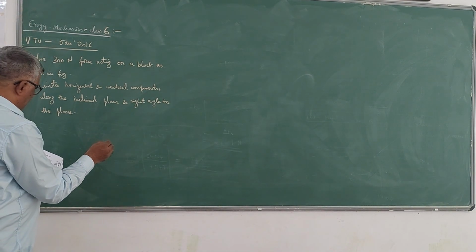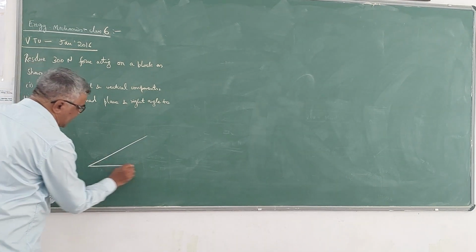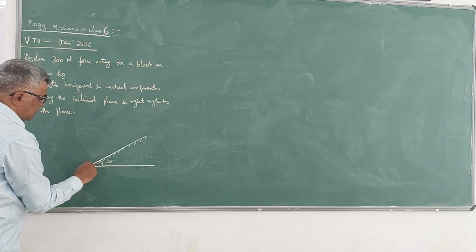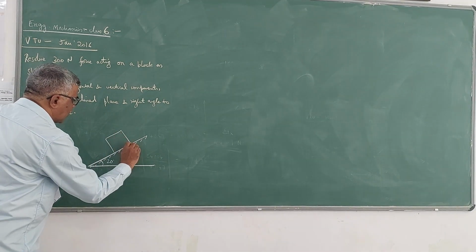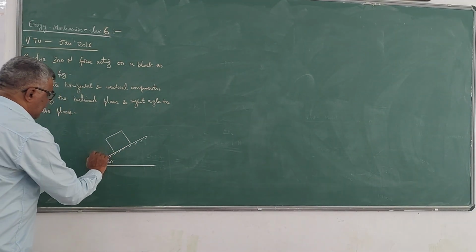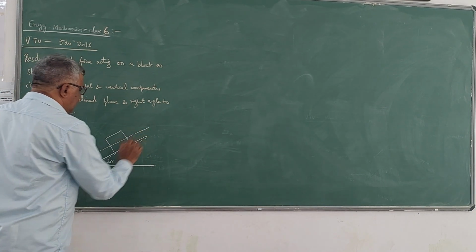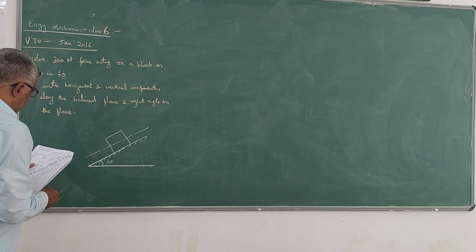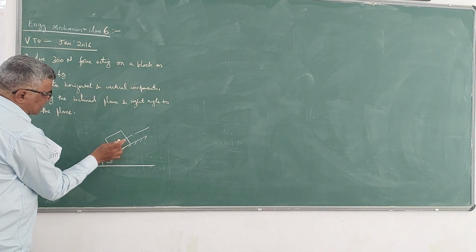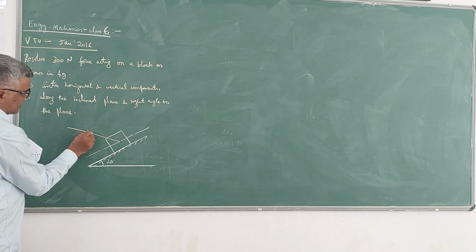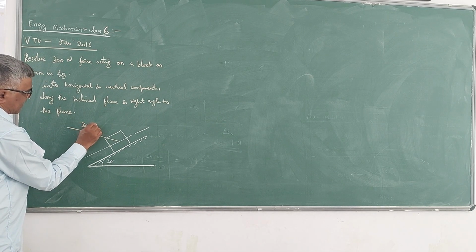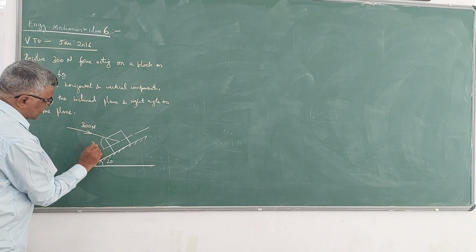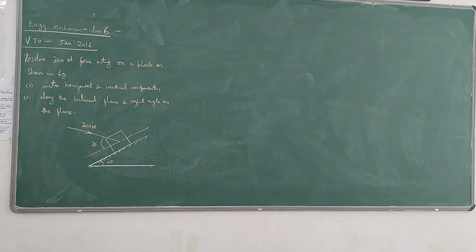So the diagram is given like this. You have a 20-degree inclined plane like this. On this inclined plane you have a block resting, and he has given a force which is acting at 300 Newton force acting at an angle of 30 degrees. So like this, see, 300 Newton force is acting like this. It's a push force. This angle is 30 degrees. So this is what he has given.